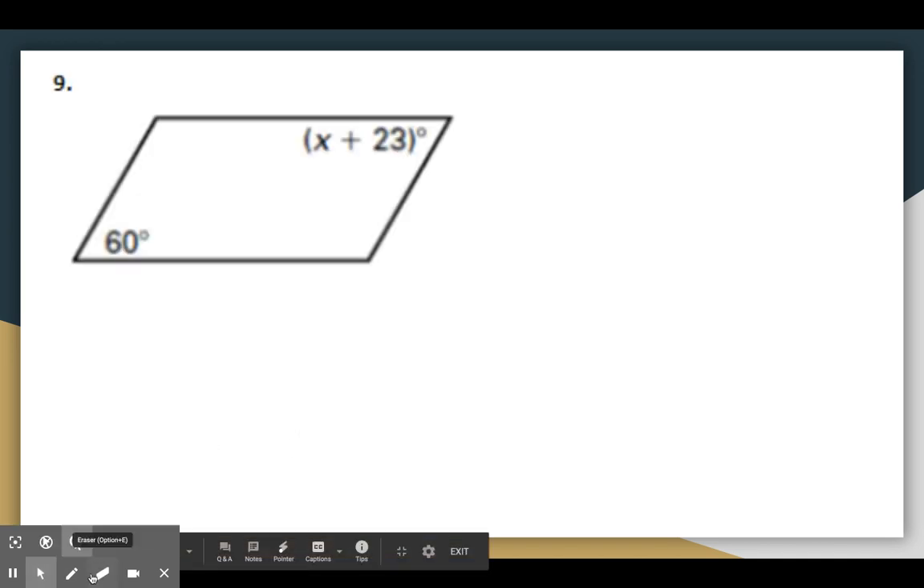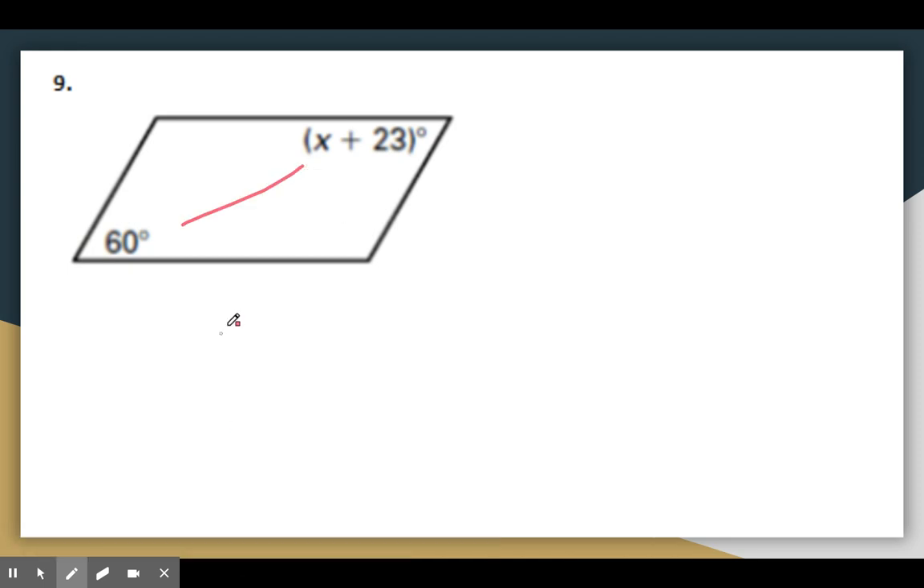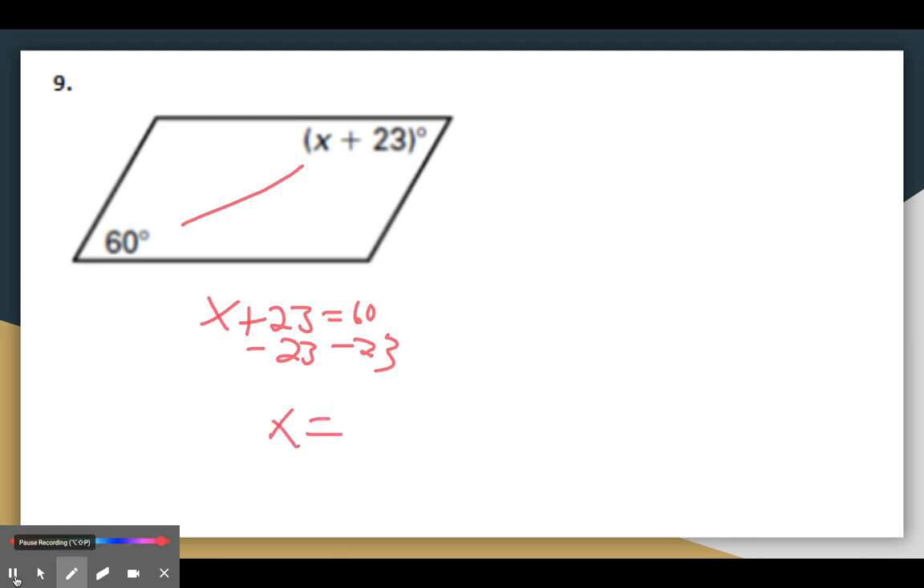Okay, now in a parallelogram, also opposite angles are congruent to each other. So we set those equal. x plus 23 is equal to 60. All right, subtract 23 from both sides. And we find out that x is equal to 60 minus 23, which gives us 37 there. So x is equal to 37.